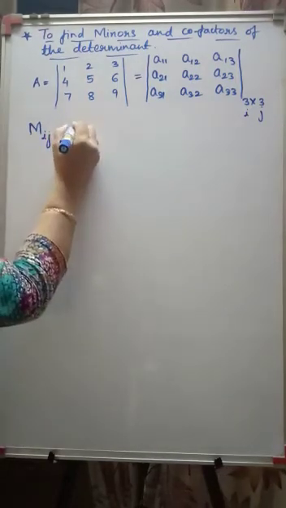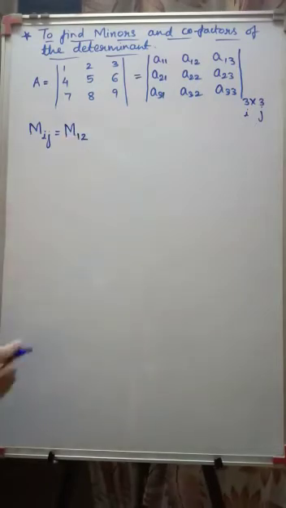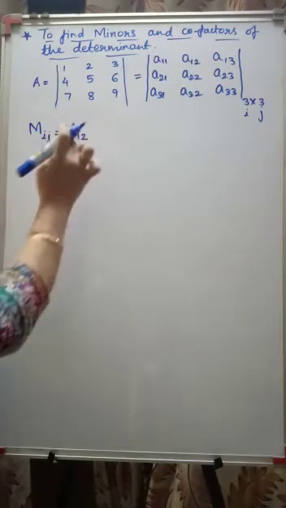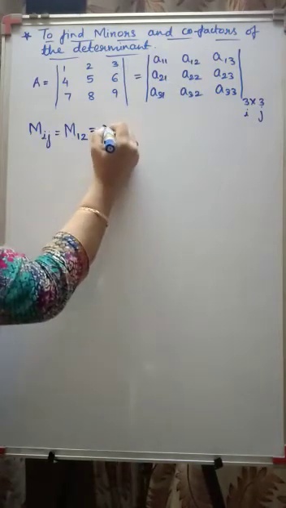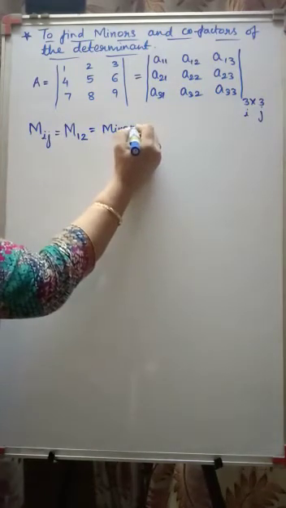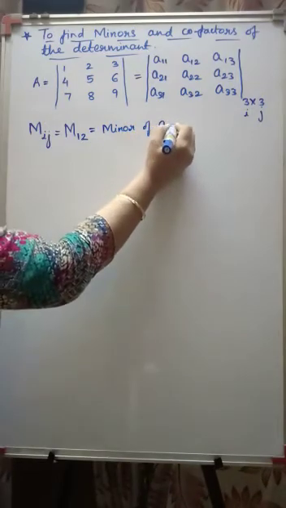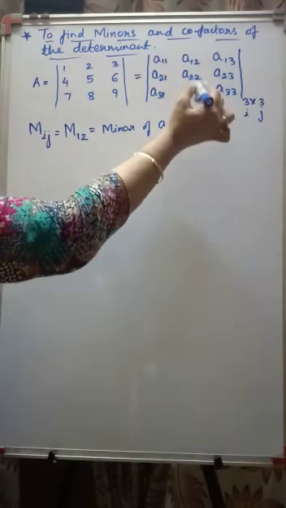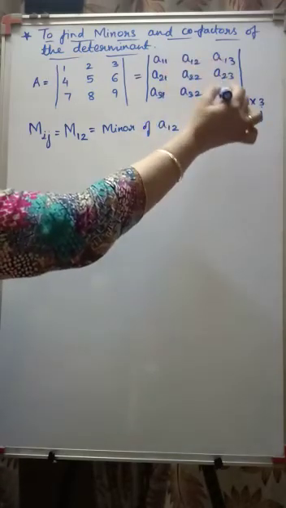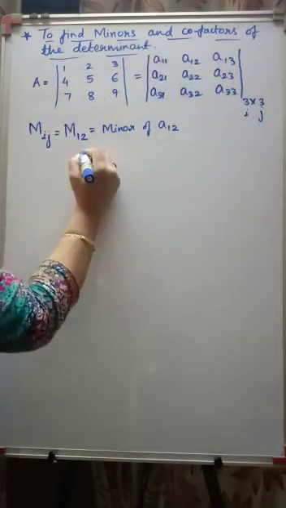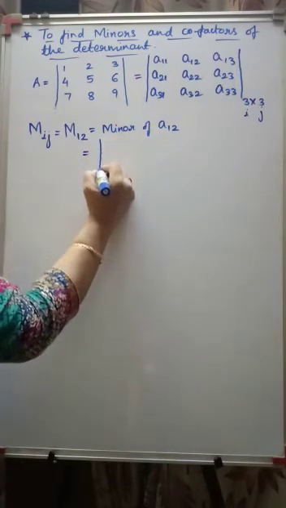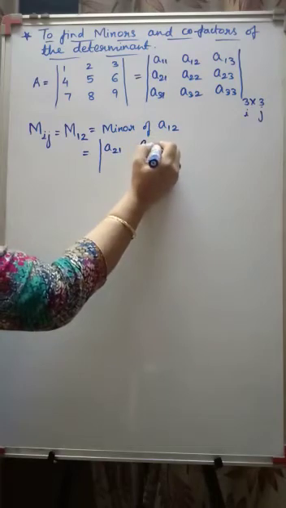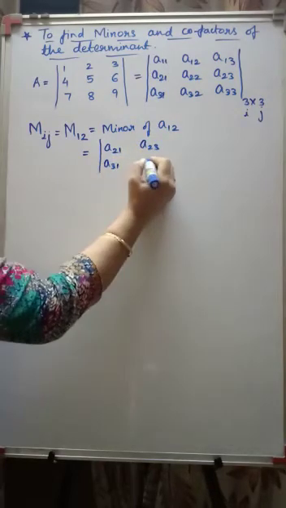Suppose I am taking M12, which is for A12. I have to find the minor of A12. Now how to get the minor of A12? This row and this column get cancelled. Whatever is left, you write that way. So the minor of A12 is A21, A23, A31, A33.